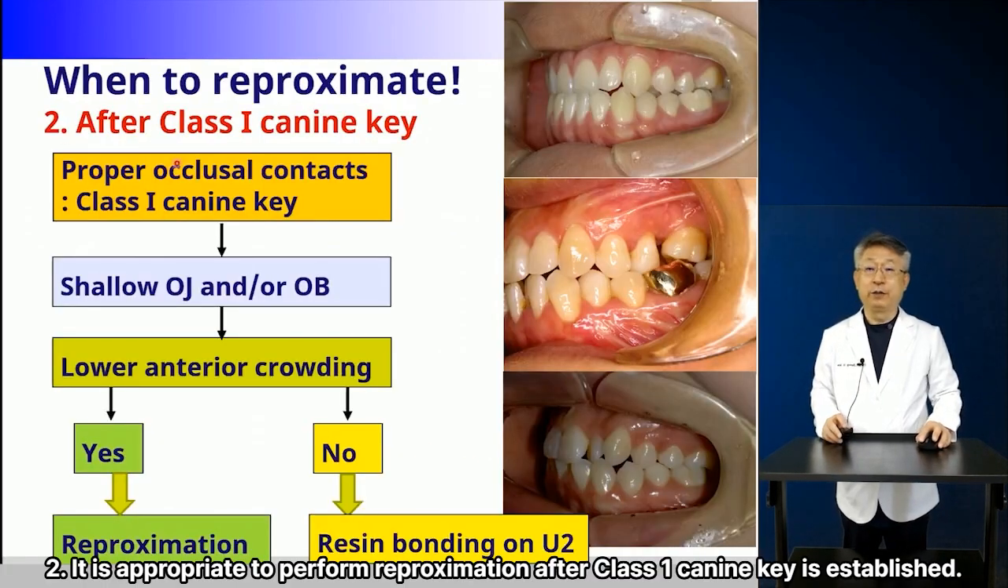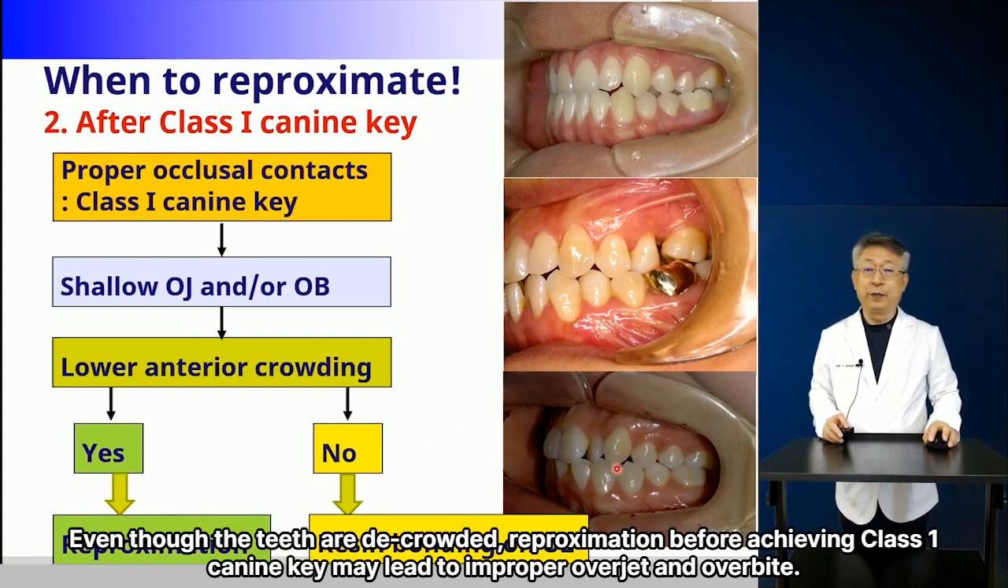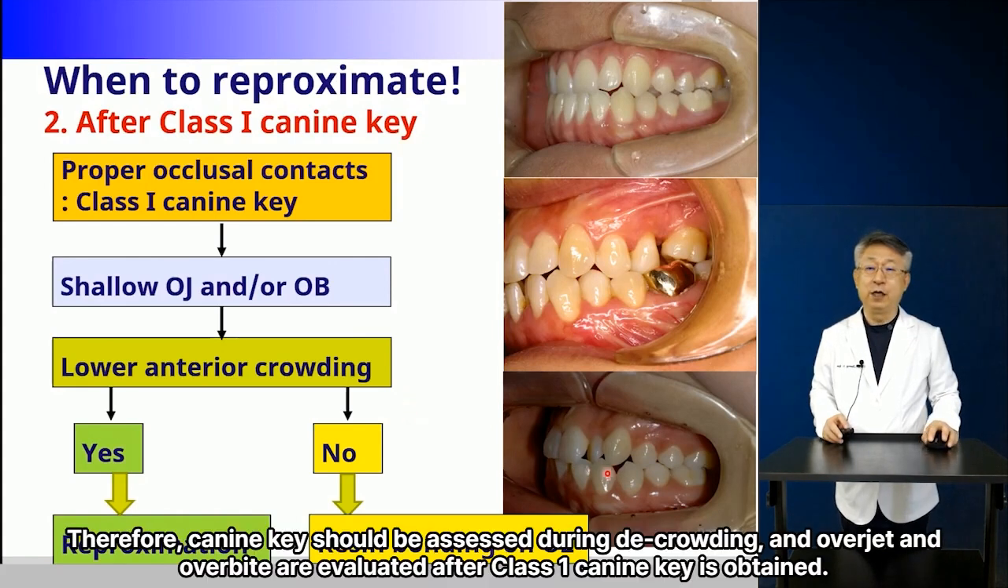2. It is appropriate to perform reproximation after Class 1 canine key is established. Even though the teeth are decrowded, reproximation before achieving Class 1 canine key may lead to improper overjet and overbite. Therefore, canine key should be assessed during decrowding, and overjet and overbite are evaluated after Class 1 canine key is obtained.